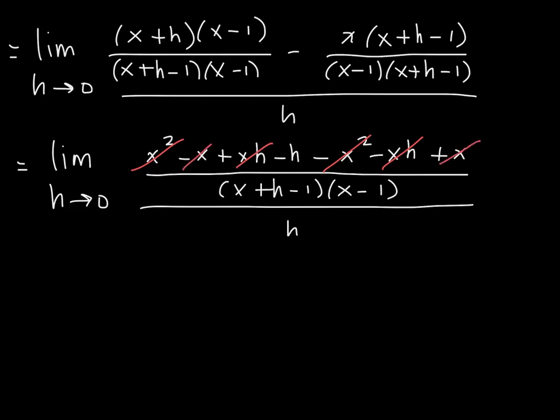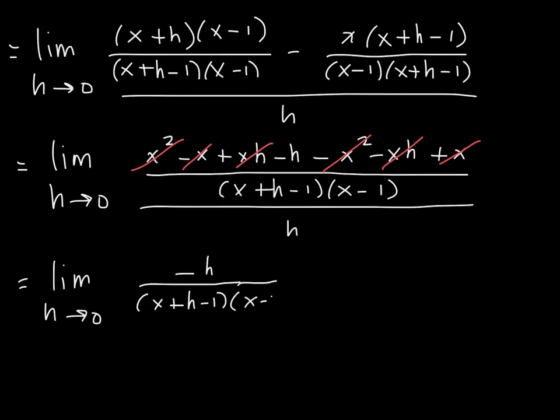And so then we have the limit as h approaches 0 of negative h over this LCD, which is x plus h minus 1 times x minus 1, and then all of that divided by h, which is equivalent to multiplying by 1 over h.